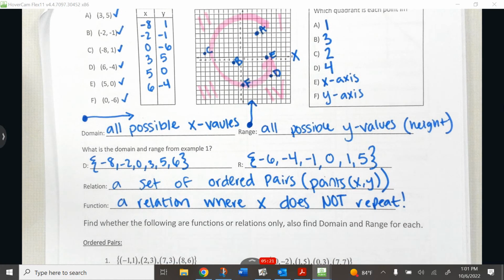Now, does it say anything about y? No. So can y repeat all the way across? Yes, as long as x does not repeat. Does that make sense? Y can repeat all day. X cannot.